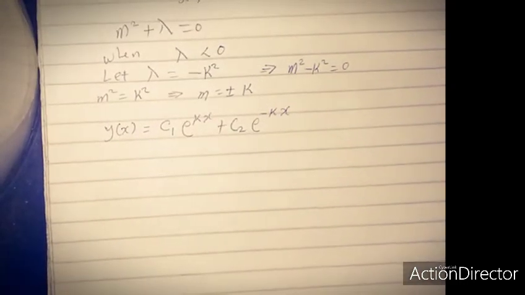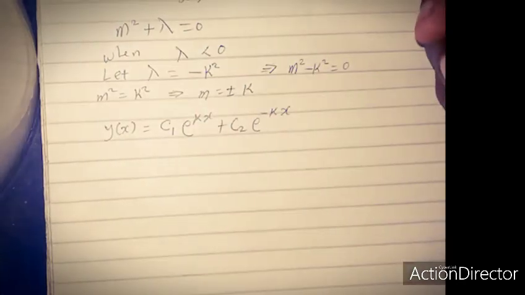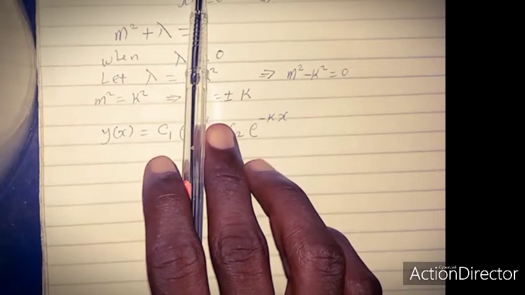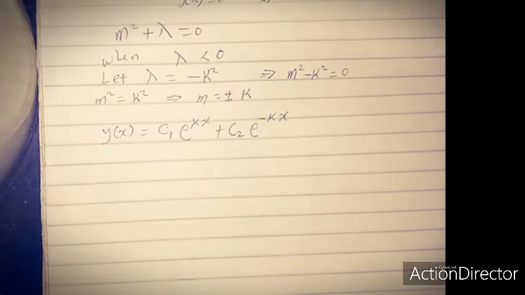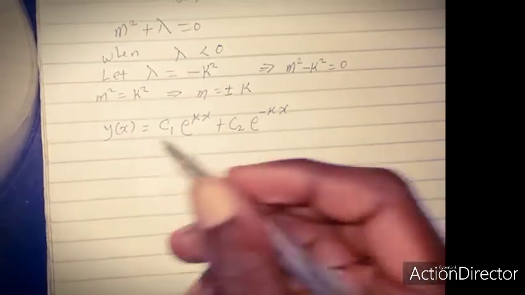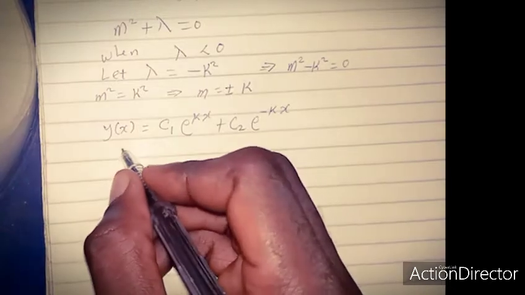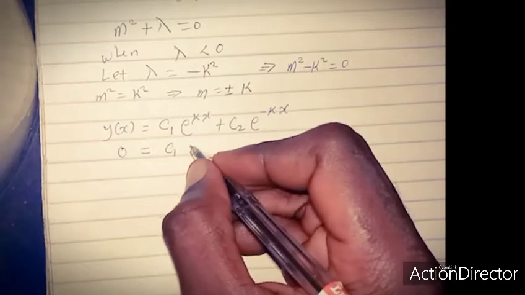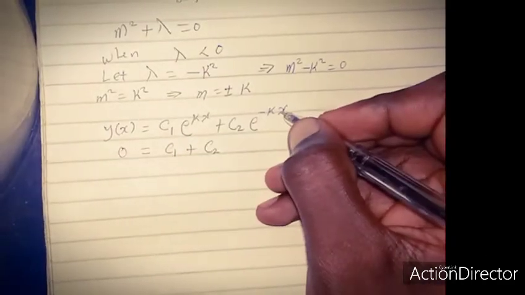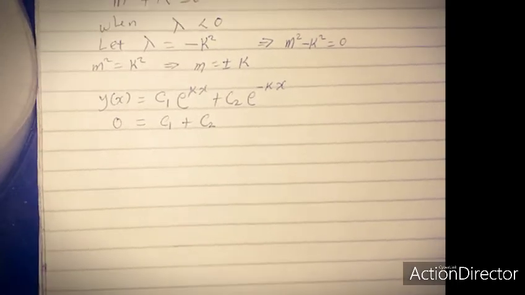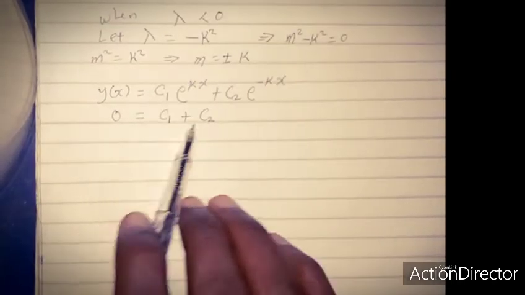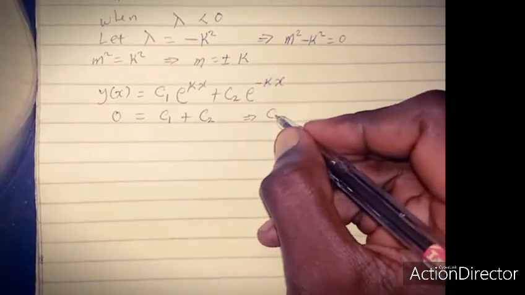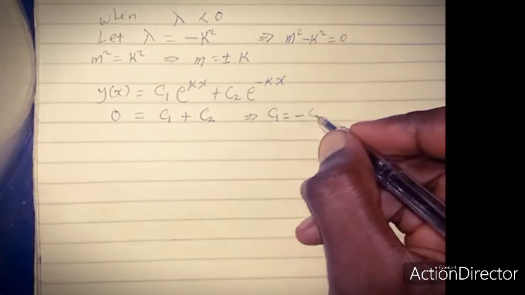Now, having done that, the next thing that we need to do is to test this point. We have been given this boundary. This implies that when x = 0, y = 0. So we are going to put it here. Watch closely. When x = 0, y(x) = 0. So here it will be 0 = c1 + c2, because anything raised to power 0 is 1. I always advise that before you go to the next step, get the value for either c1 or c2. So let me get the value for c1 here: c1 = -c2.